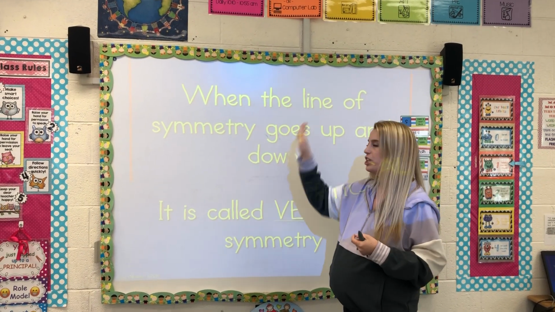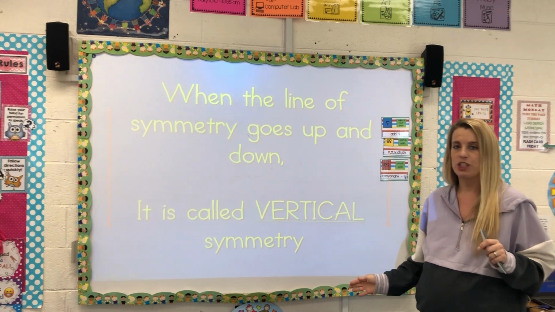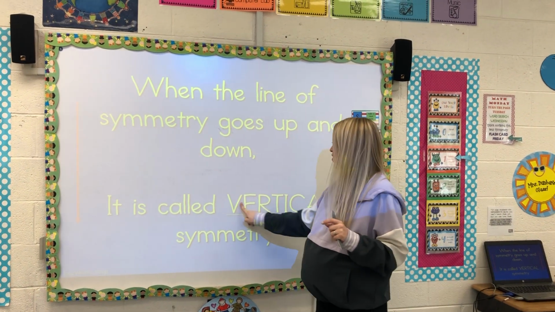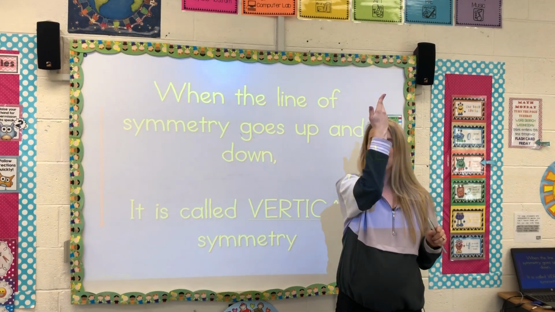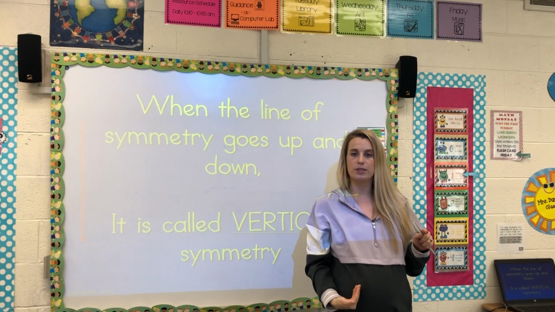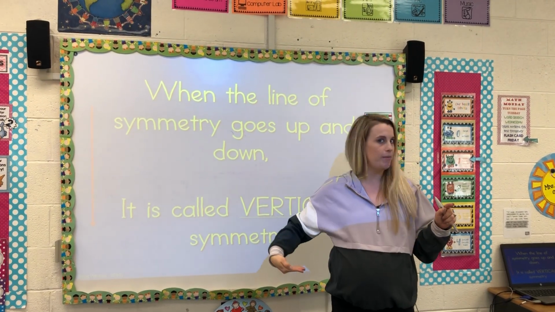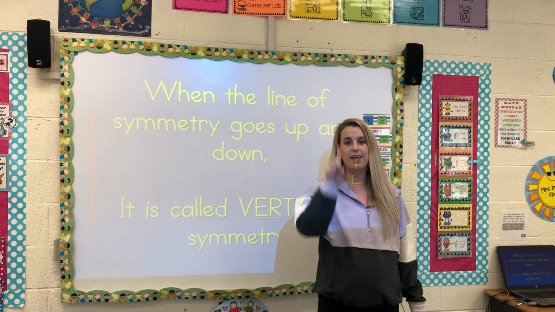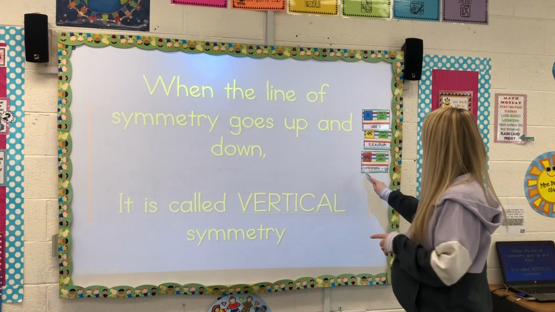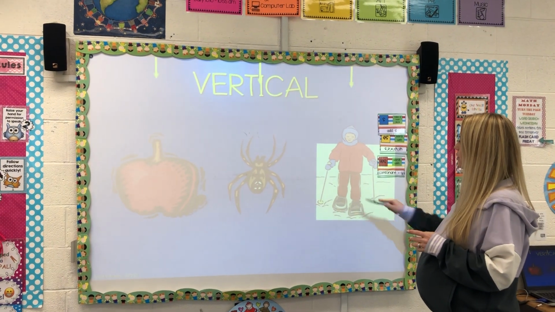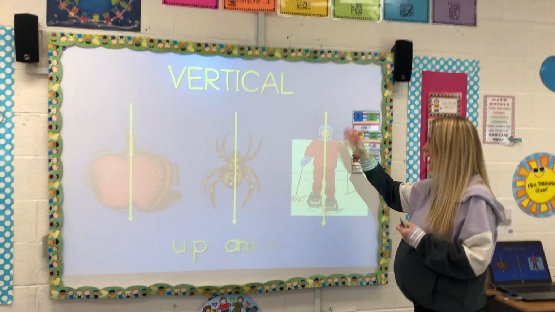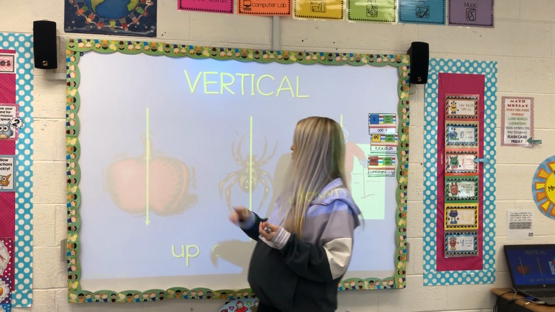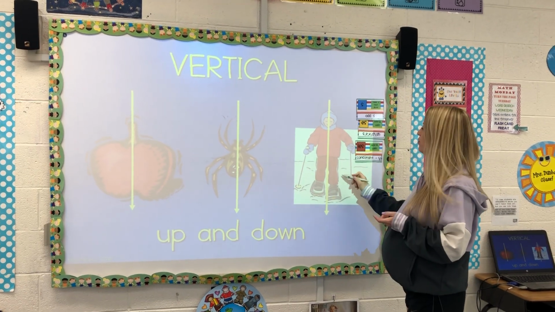When the line of symmetry is up and down, like all of the pictures we just looked at, it's called vertical symmetry. So when you think of a person, it's vertical symmetry. You wouldn't be able to cut me in half this way and it wouldn't be the same. So vertical is when you draw the line up and down. So all of these that we did have examples of vertical symmetry, up and down.